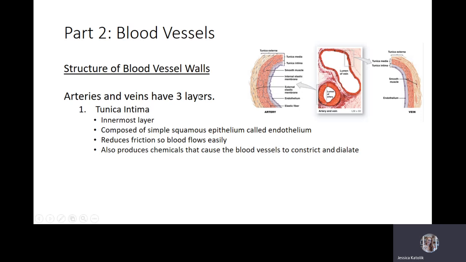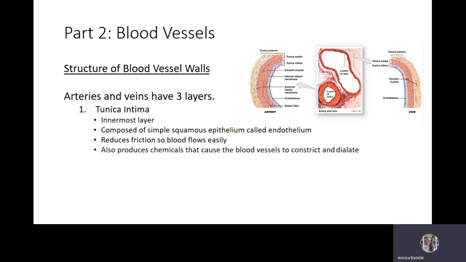So the tunica intima is going to be the deepest layer, so it's going to be the closest to the lumen. And it's going to be composed of simple squamous epithelium. We call them endothelium. That's the specific name that we give to these. And the endothelium is going to be continuous with the endocardium, and so that inner lining of the heart. And again, like it does in the heart, it's going to actually smooth the inner lining of the blood vessel wall, and it's going to reduce friction and allow blood to flow past easily.